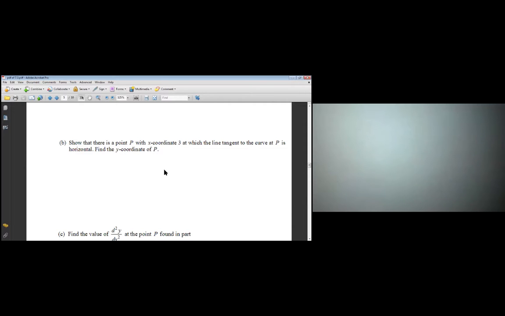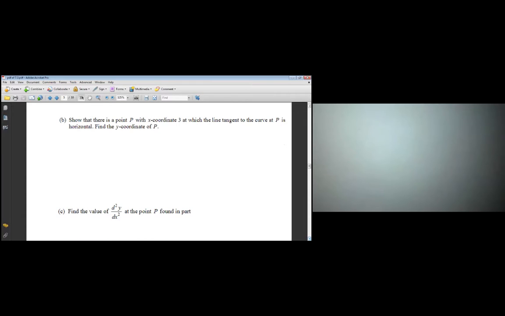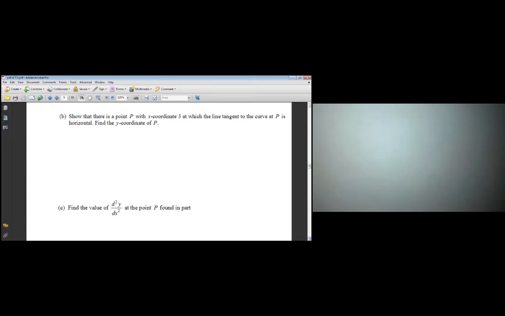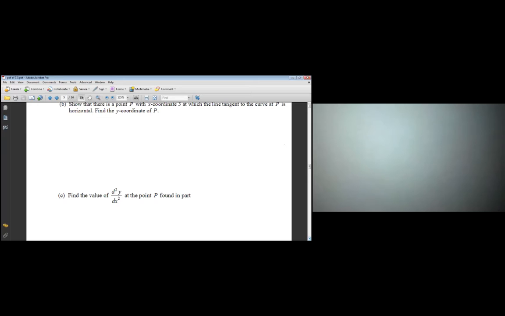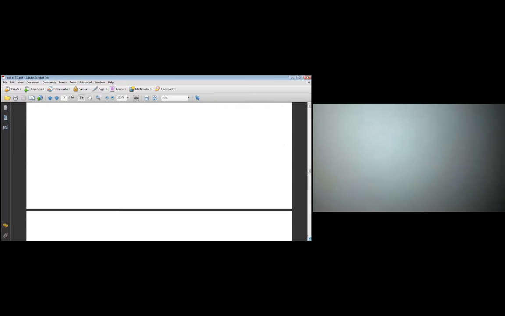Any questions on that? Then part C is just find your second derivative, quotient rule, use your dy/dx value, et cetera, et cetera. We've done that a lot. Everybody good with this one? Yeah. All right.